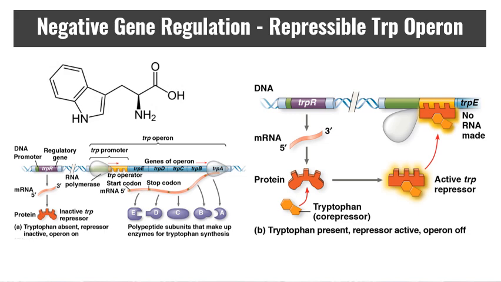This is a repressible operon. So if tryptophan is present, if the bacteria is able to uptake tryptophan from its environment, it won't make it. But if tryptophan is not present, it can make it as needed. So the repressor in its normal state is on, but it can be turned off. So we can prevent the building of tryptophan if needed. And that's how this negative gene regulation works with the repressible trp operon.